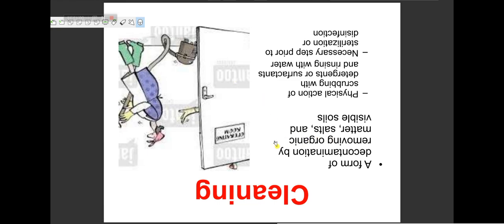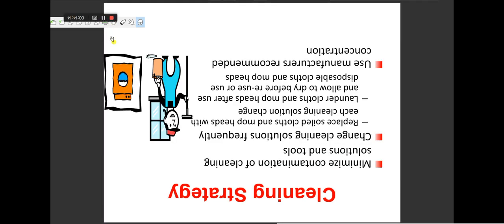Now cleaning is a form of decontamination by removing organic matter, salt and visible soils. Why we clean: if there is any matter, salt or visible soil, we clean it so that we can reduce the chances of infection, right? It involves the physical action of scrubbing with detergent or surfactants and rinsing with water. These are the necessary steps prior to sterilization or disinfection, right?